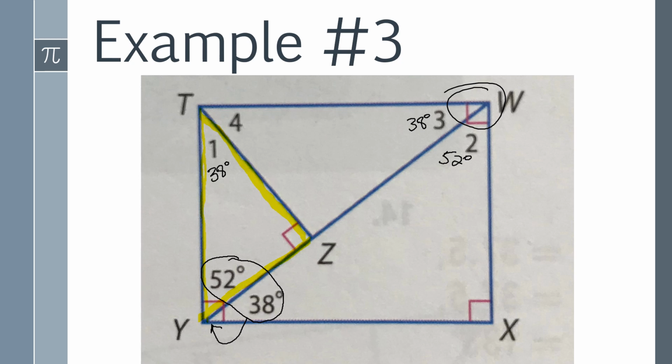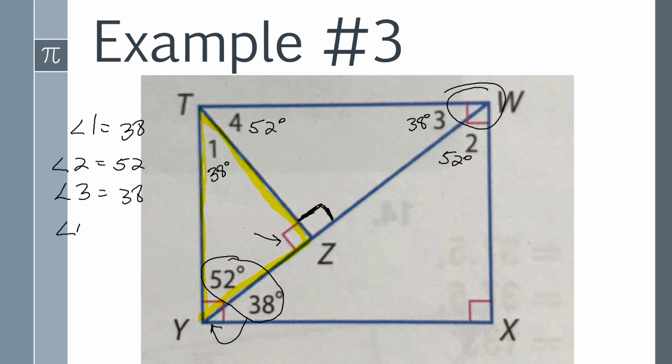Now, since I have a right angle here, this also is a right angle. Since that's a right angle, this means that angle 4 and angle 3 are complementary, and that's going to add up to 52 degrees as well. So angle 1 is 38, angle 2 is 52, angle 3 is 38, and angle 4 is 52.